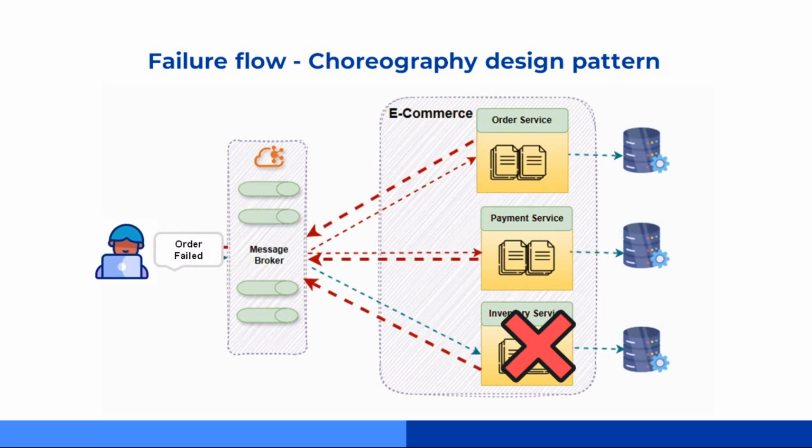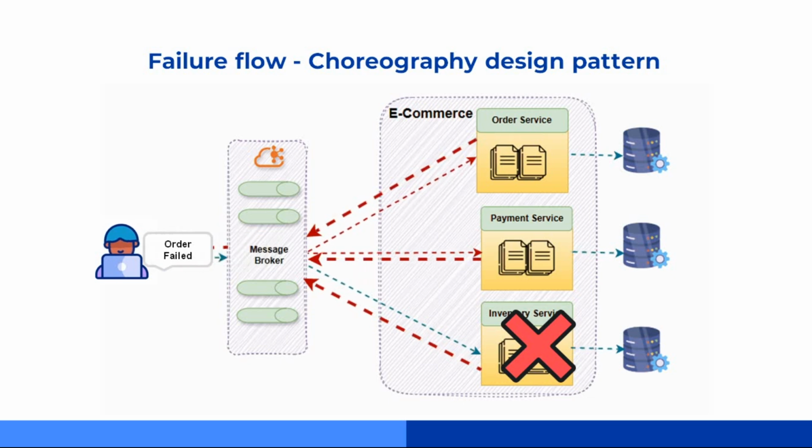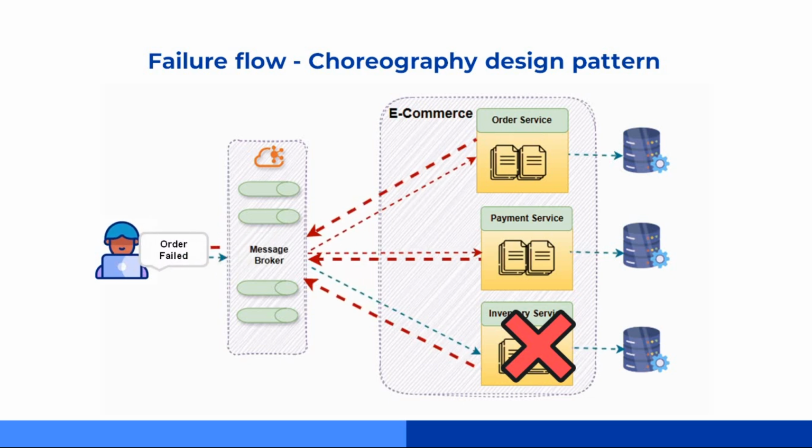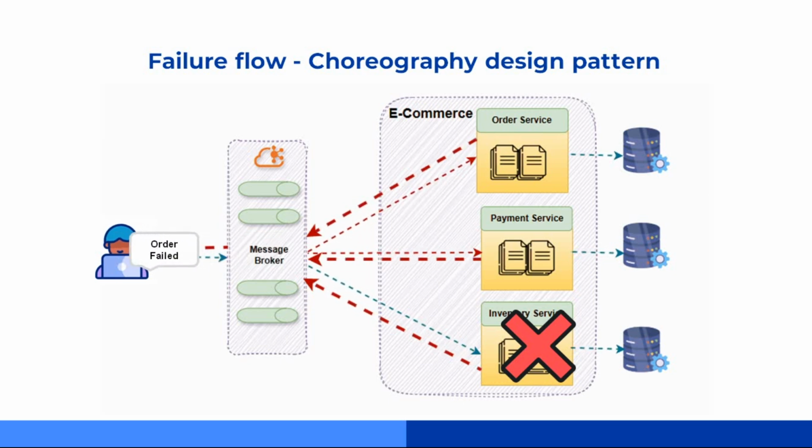Finally, the choreography sends a failure response to the client saying, "Sorry, your order couldn't be placed." So even though we started on the happy path, a failure at any step is handled smoothly, keeping data consistent across all services.